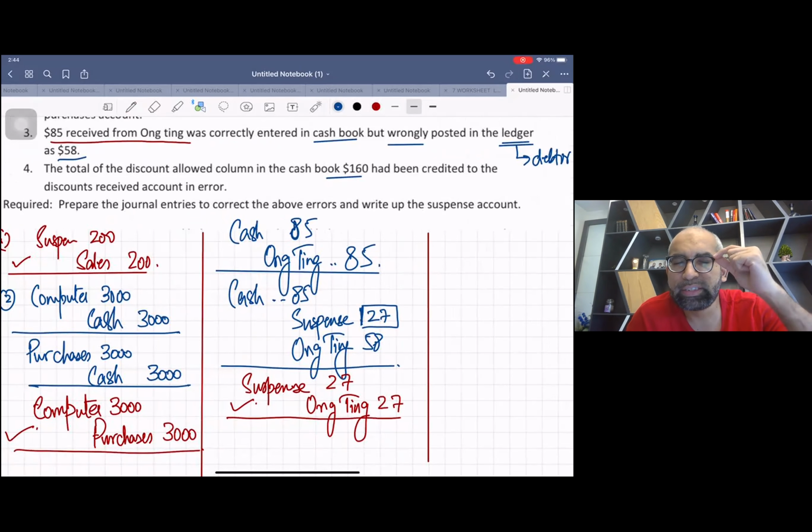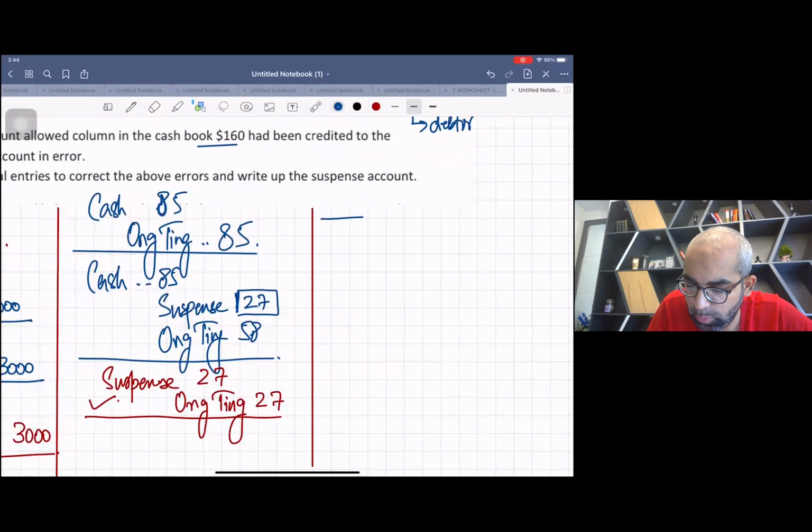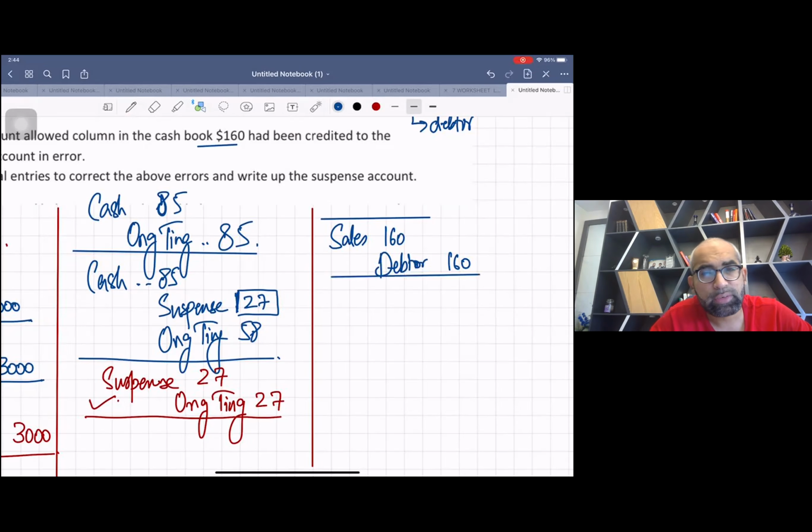The original transaction is cash discount allowed. What is the first entry? Nowadays cash discount allowed goes in the sales account. So sales debit 160 and debtor credit 160. This entry we should have made.